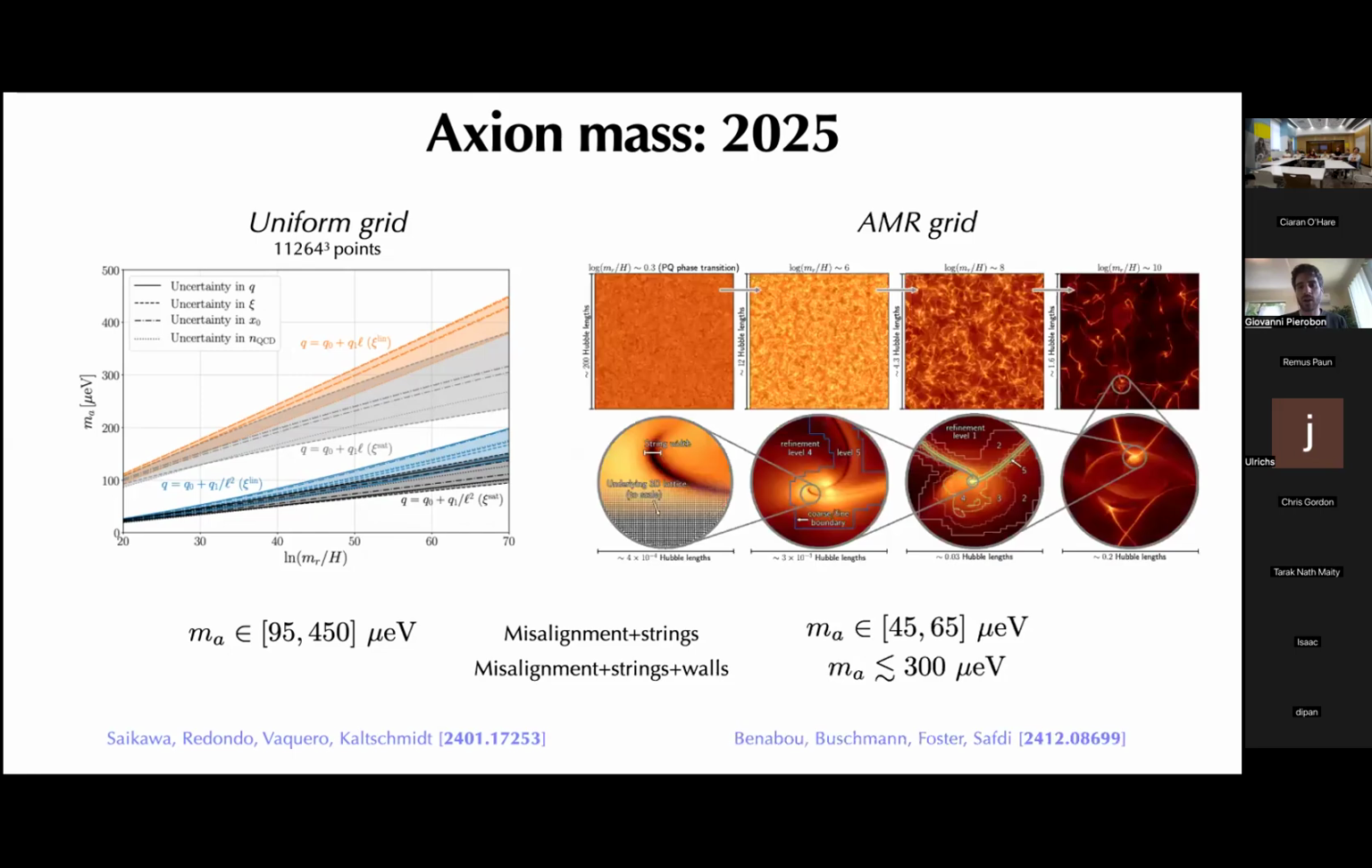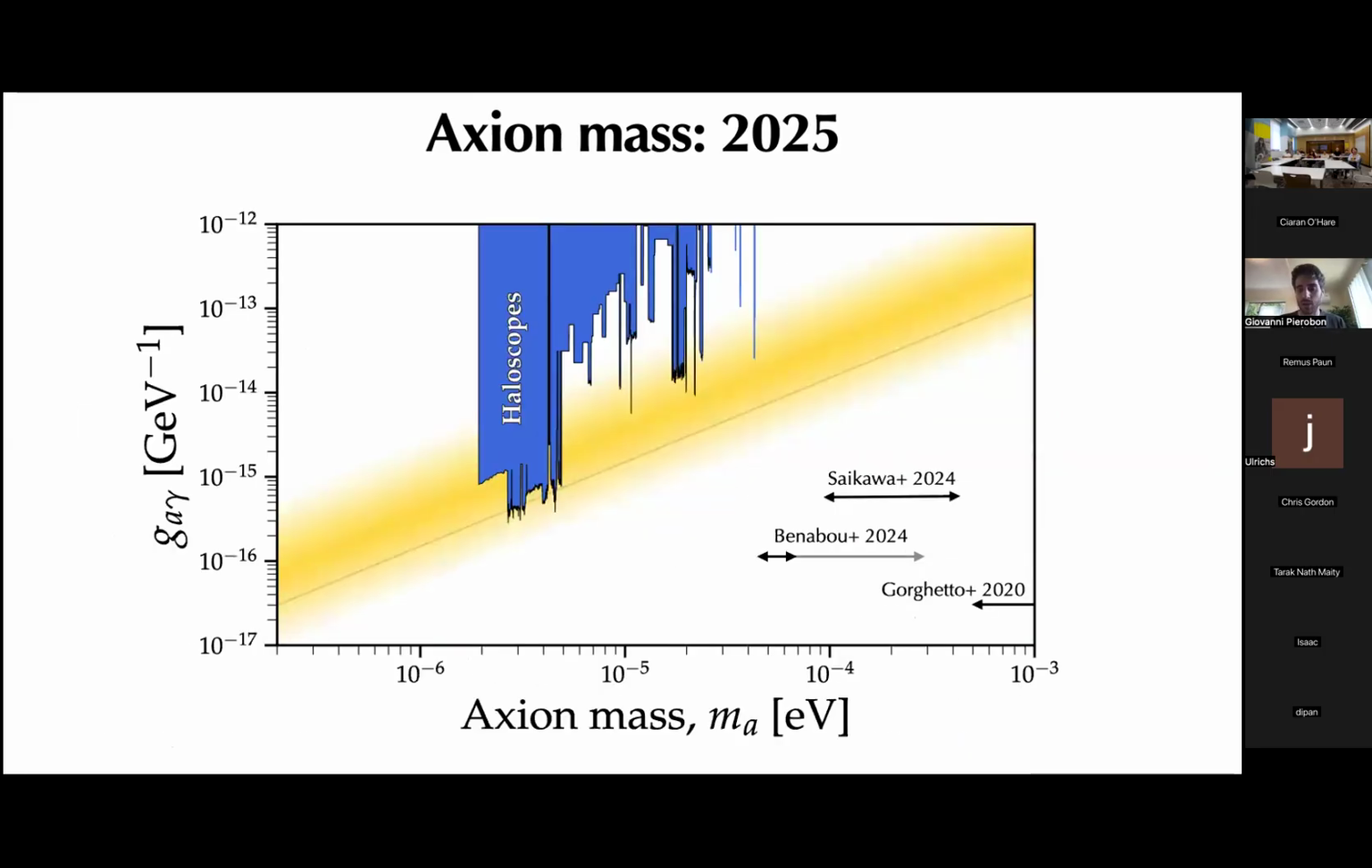Both with the uniform grid and with the mesh refinement grid, you still have a large parameter space to be covered. The prediction for the uniform grid is that the mass should be anywhere between 100 and 500 microelectron volts. The AMR prediction is more narrow when considering only the strings, but when looking at the production of axions from the domain walls as well, you can get to a value up to 300 microelectron volts. So let's put it in the plot.